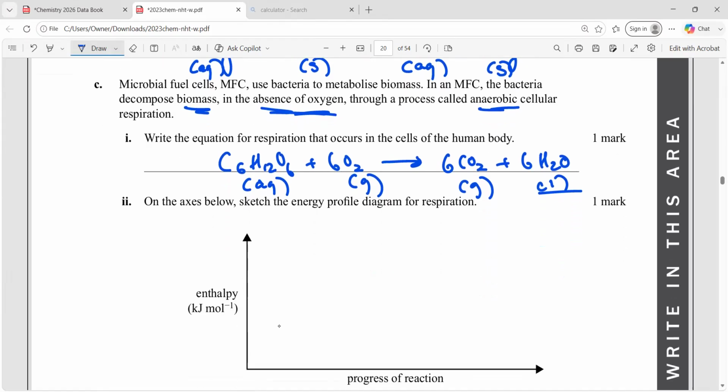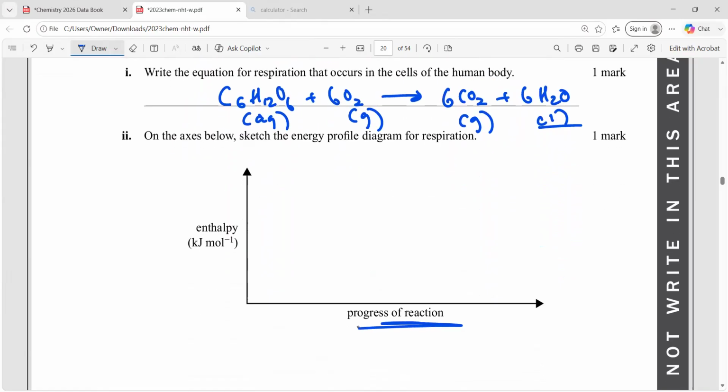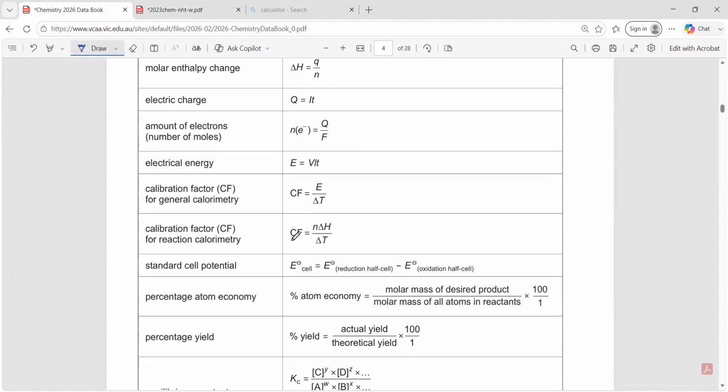On the axis below, sketch the energy profile diagram for respiration. Another thing I really want to mention here is that the x-axis can never ever be time. If everyone can leave today's video learning one thing, it's that this will never be time. The energy profile diagram simply indicates what the energy transfer between the system and the environment looks like. There's no indication of how fast the reaction's going. Especially here, they haven't actually given us any enthalpy, unless, let's just check.